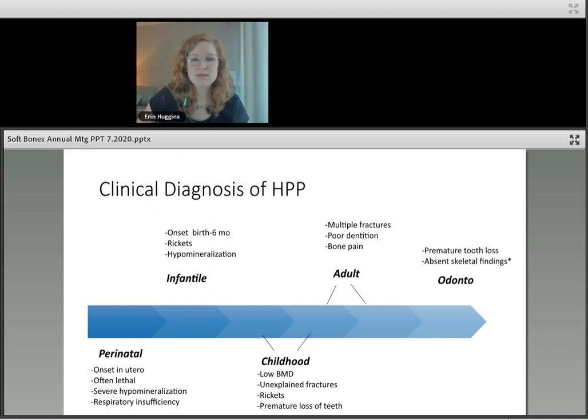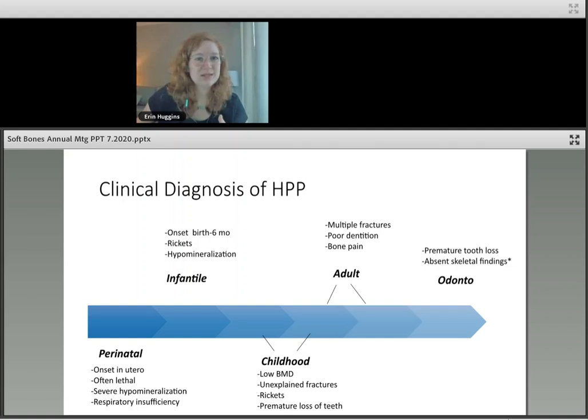And then on the mildest end of the spectrum is odontohypophosphatasia, and I think this term is almost becoming kind of obsolete. If you were present for Dr. Kishnani's talk, we know that previously, odontohypophosphatasia has been classified as individuals with tooth abnormalities, so premature tooth loss or poor dentition, multiple cavities, without any skeletal findings. But what we've come to find so far is that as people age throughout the lifespan, they can start experiencing some of these symptoms that are typically seen in childhood and even adulthood.